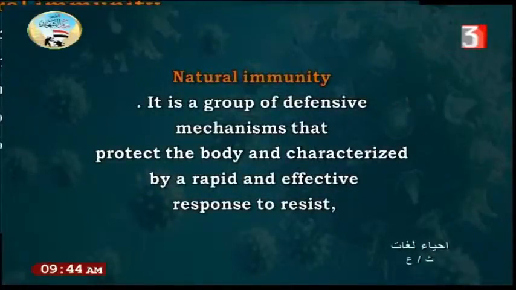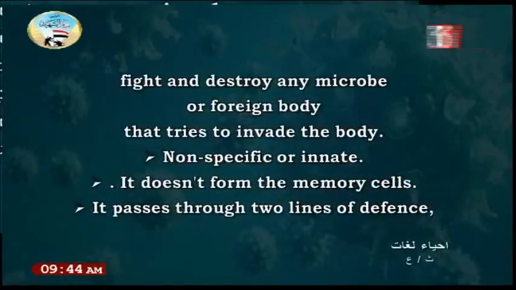Natural immunity. What is natural immunity? It is a group of defense mechanisms that protect the body, characterized by a rapid and effective response to resist, fight and destroy any microbes or foreign body that tries to invade the body. It is non-specific or innate, and it doesn't form a memory cell.